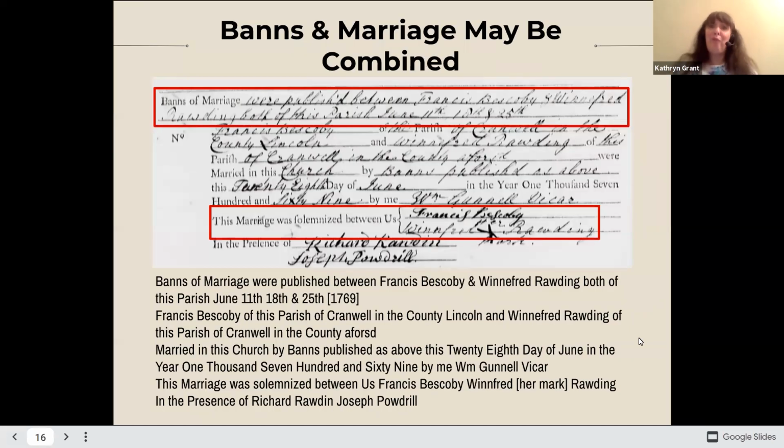Okay, here's a form where the banns record had a place to say that the marriage was solemnized. So the banns of marriage here were published between Francis Besceby and Winifred Rotting, both of this parish, and it gives the 3 dates when the banns were called. And then down here, we've got that the marriage actually was solemnized. And so this does provide proof of the marriage.